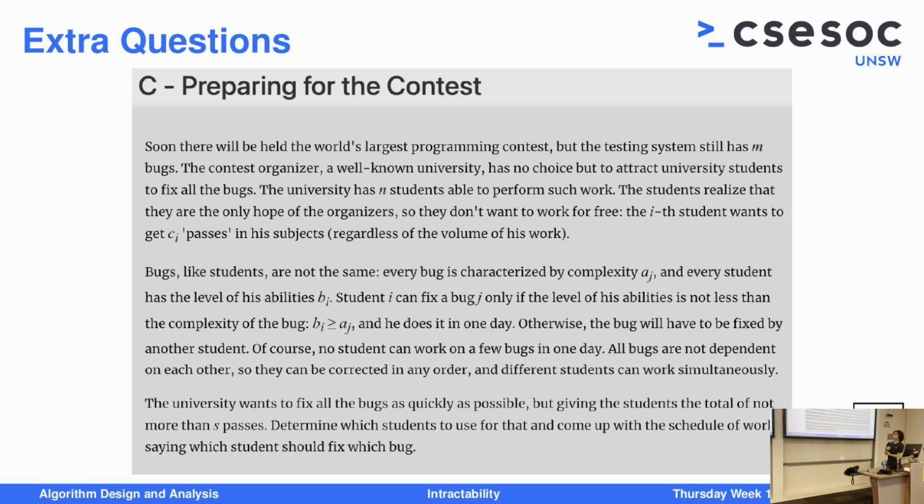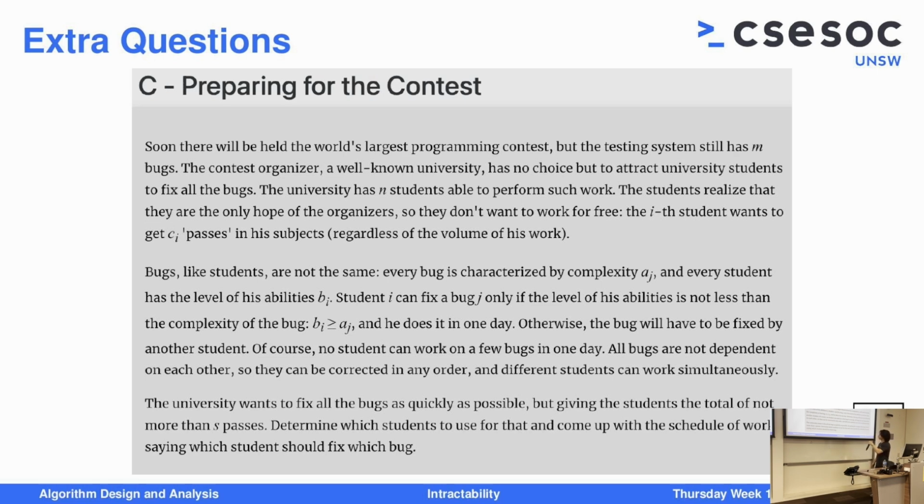Bugs, like students, are not the same. Every bug is characterized by complexity a_j, and every student has a level of visibility b_i. Student i can fix bug j only if the level of visibility is not less than the complexity of the bug. So essentially, if he's at least as competent as the bug, he can solve it. And he does it in one day, otherwise the bug will not be fixed by another student.